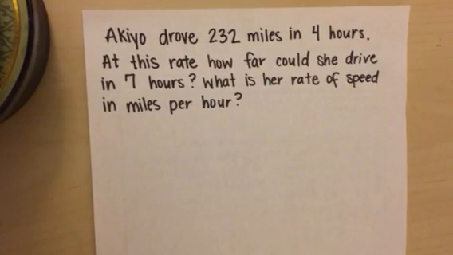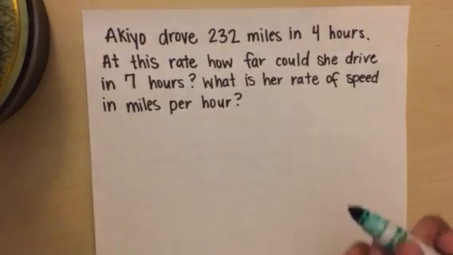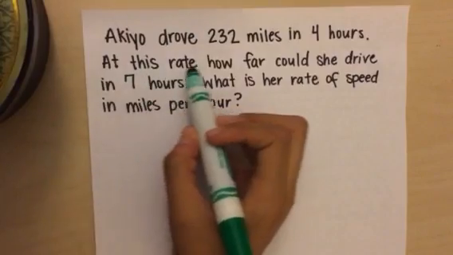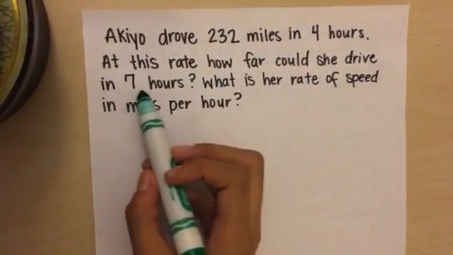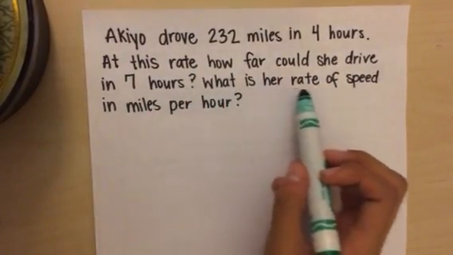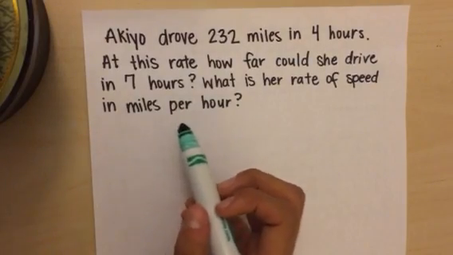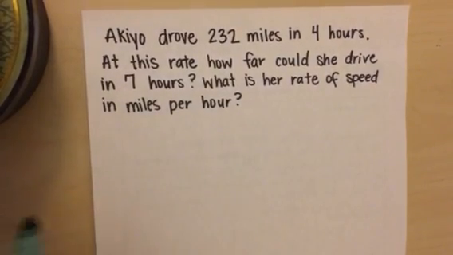Okay, so here we have a word problem. Akio drove 232 miles in 4 hours. At this rate, how far could she drive in 7 hours? What is her rate of speed in miles per hour? So really this is asking us two questions, right?